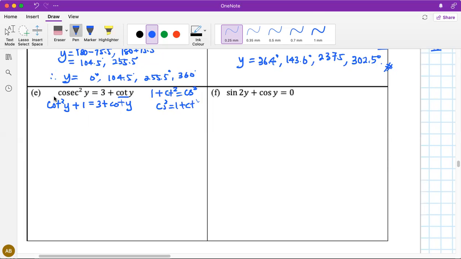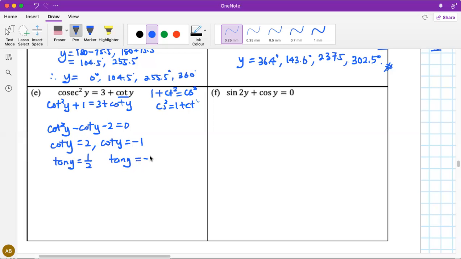So we move everything to the left hand side. You get cot square y minus cot y, and then 1 minus 3 becomes minus 2. If you use your calculator, you get cot y equals 2 and cot y equals negative 1. So we change back to tangent. When we change back to tangent y, it's the reciprocal, 1 over 2. Then this one tangent y is negative 1.